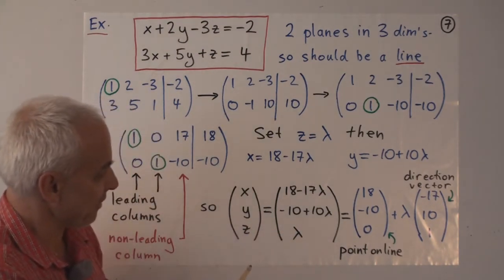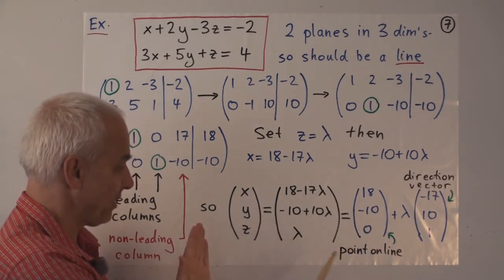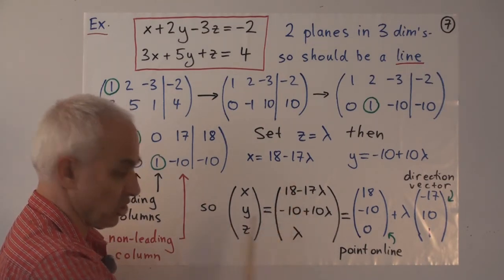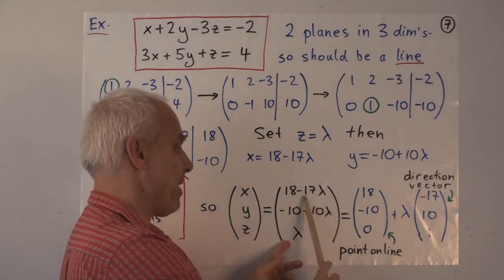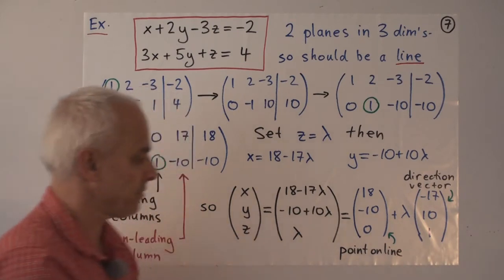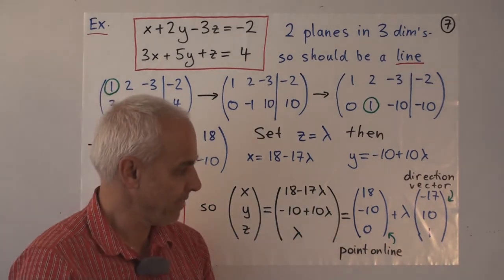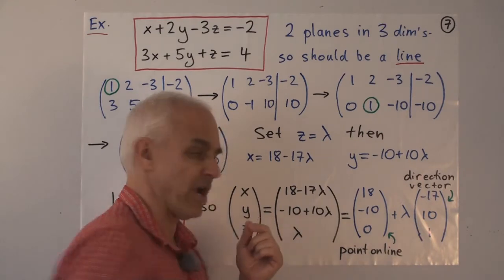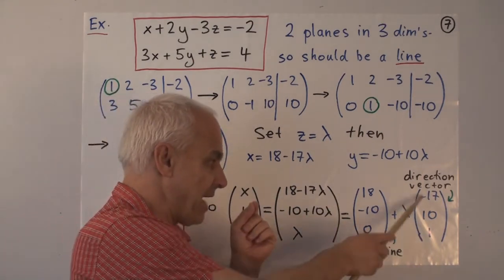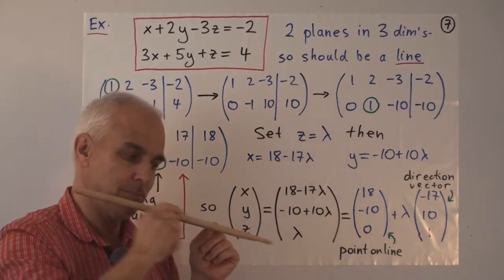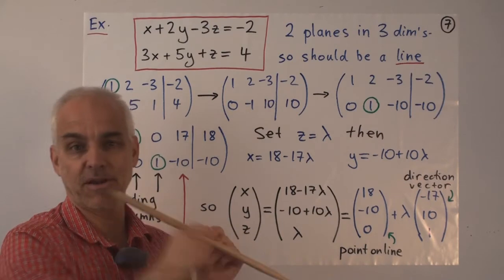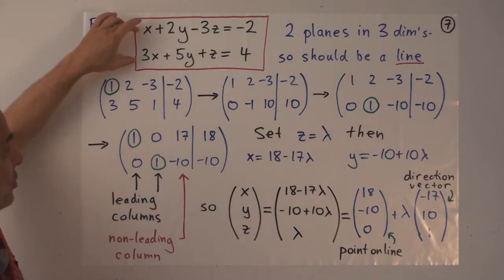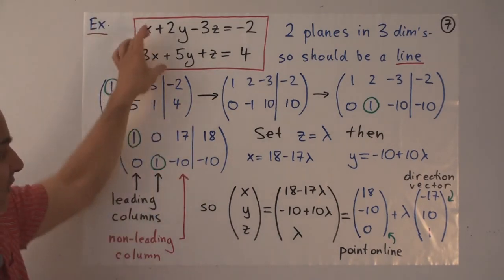And again, it's a little bit clarified geometrically if we separate out the entries that depend on lambda and the ones that don't. The ones that don't depend on lambda are 18, minus 10, and 0. And then there's plus lambda times minus 17, 10, 1. And in this form, the geometry is clear. This is a line through this point with this as a direction vector. So we're allowed to start here and add any multiple of this vector, either positive or negative, and we're getting a line through this point with that as direction. And that's a description of the common solution to these two planes. So we've solved the system.